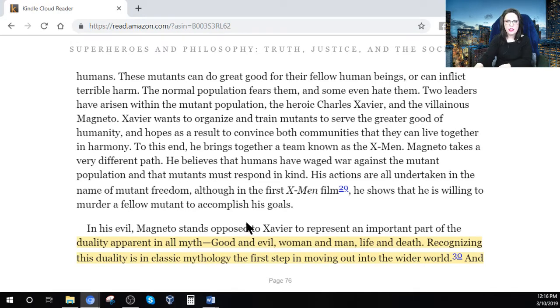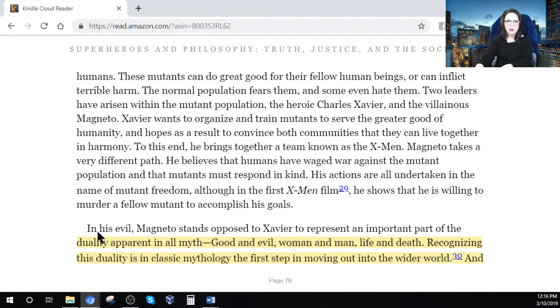And as she is talking to you about who is in the Brotherhood and who stands with the X-Men and what their purposes are, she talks to you about Magneto, who represents evil, and Xavier, who represents the people who want to do good and save the mutants.